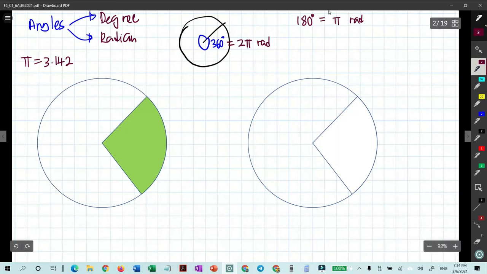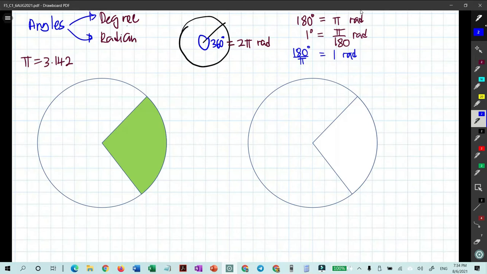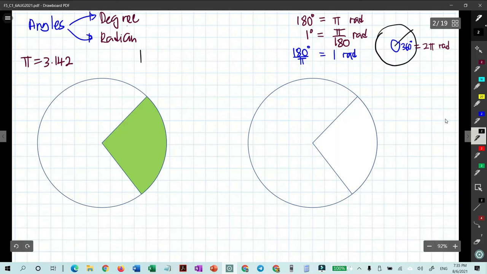So 180 degrees is equals to pi radian. Therefore, 1 degree is actually equals to pi over 180 radian. And at the same time, 1 radian will be equals to 180 divided by pi degrees. So this is important when you do the unit conversion from degree to radian and radian to degree. So we can summarize this: degree, radian.